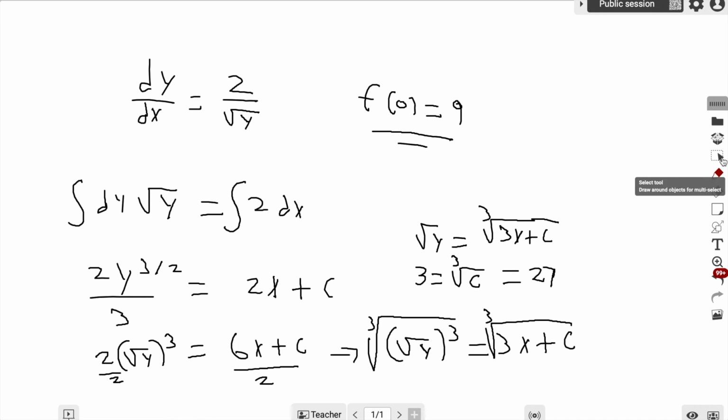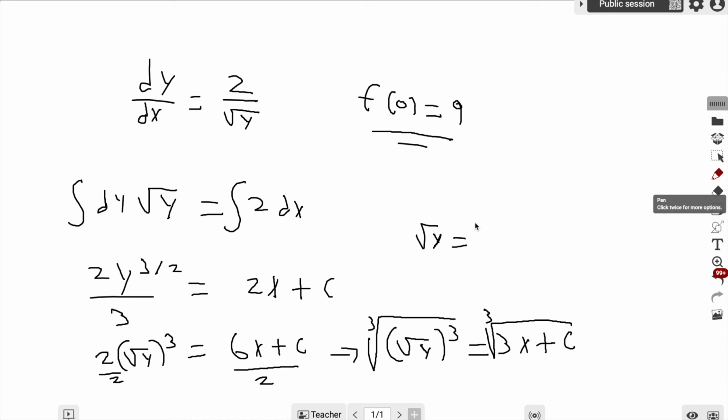Okay, let's rewrite everything here. So we would have, and also let me just rewrite this part here. It would be the cube root of 3x plus 27. Okay, next step here, all we need to do is just square both sides, and this would get you y is equal to the cube root of 3x plus 27, squared.